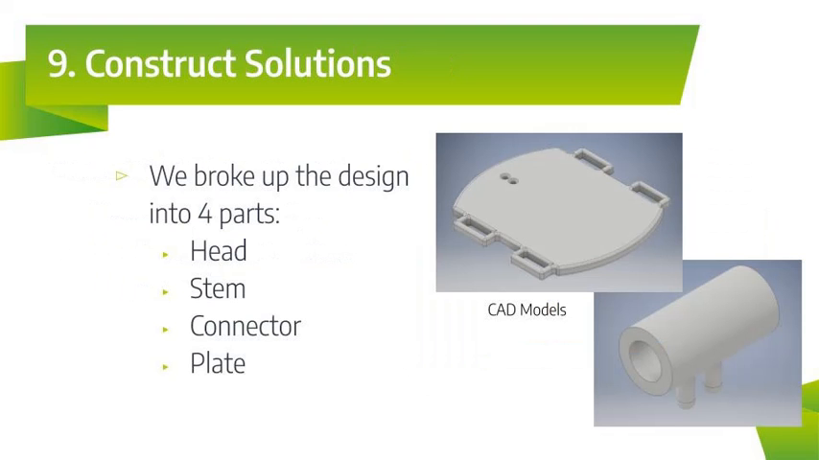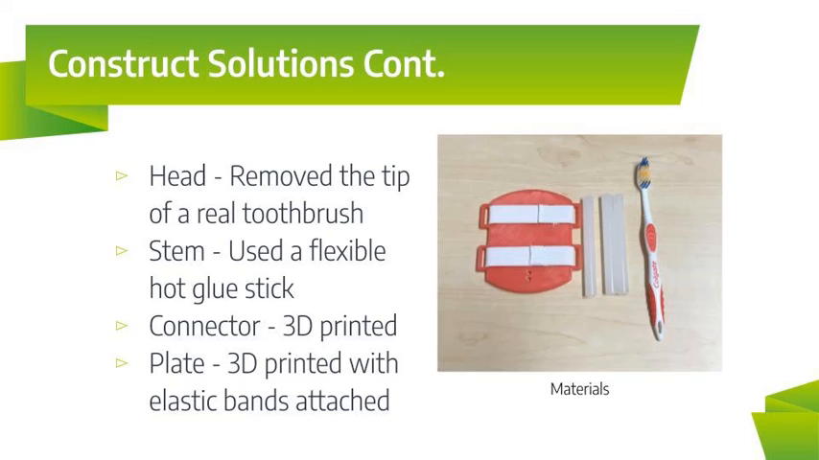The prototype would consist of 4 parts: the head of the toothbrush, the bendable stem, the hand plate, and the connector piece that held the hand plate and stem together. We had to make each piece out of affordable and readily available materials. The head of the toothbrush would be created by removing the tip of a normal toothbrush. The stem was created by using a hot glue stick that would then be glued onto the head. We decided to use a hot glue stick because of its flexibility and stability.